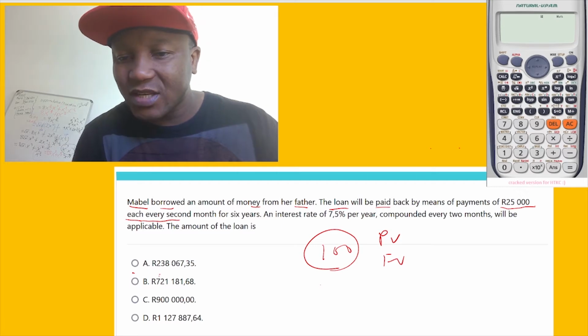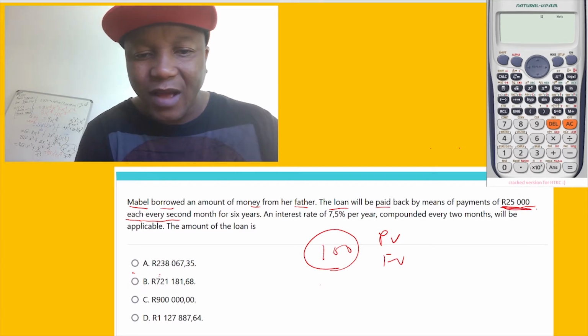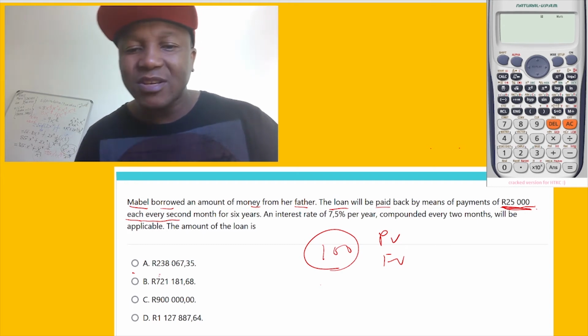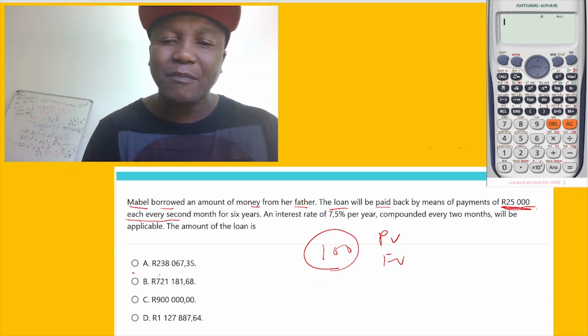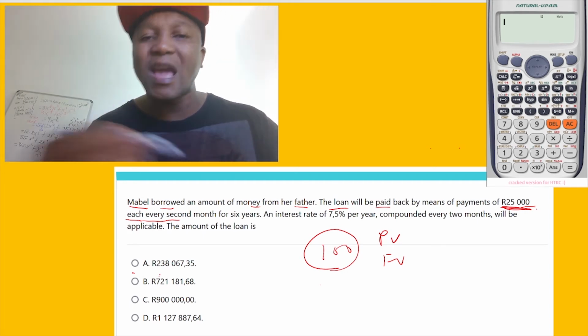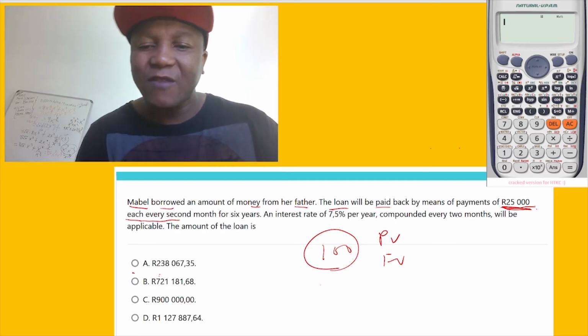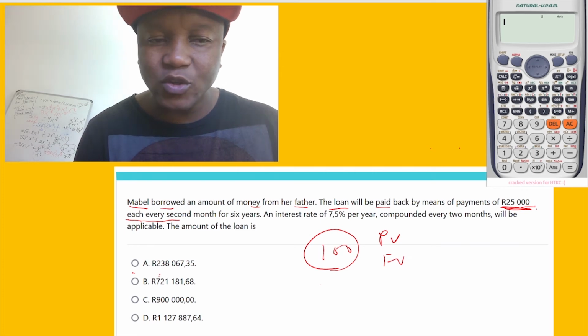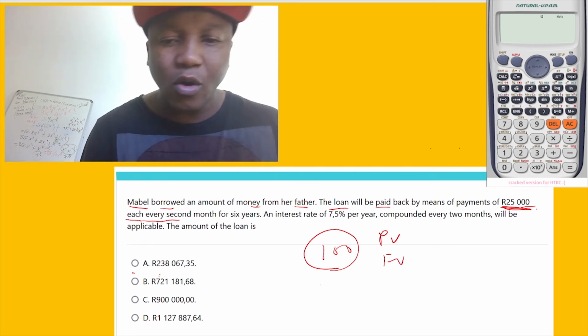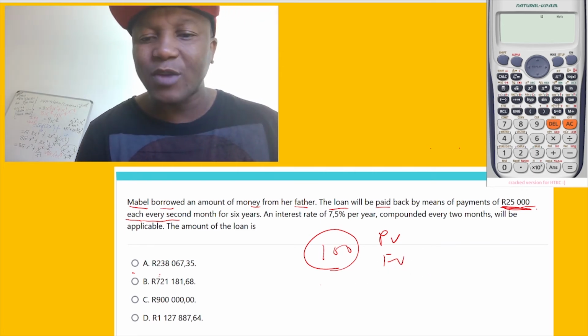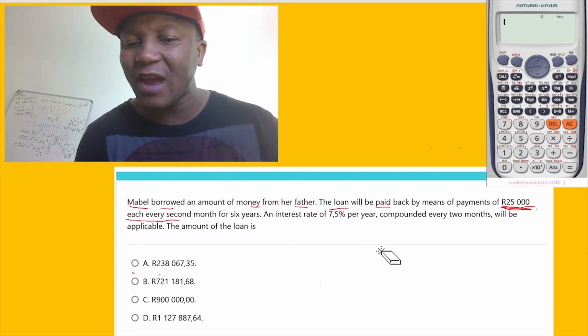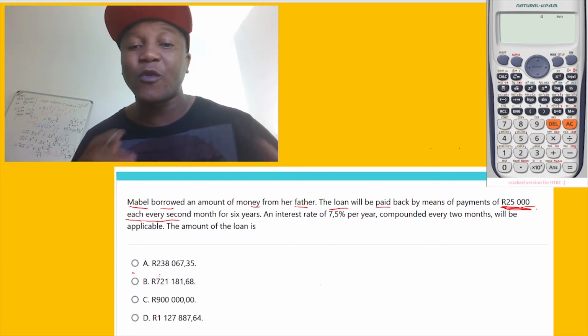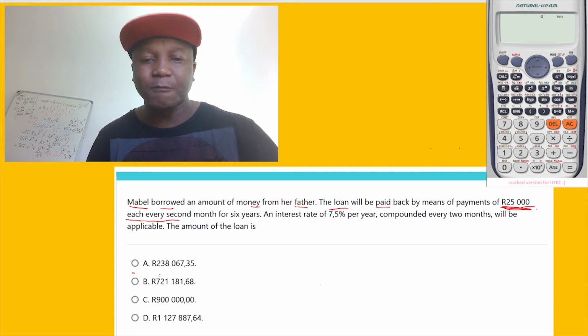So same with this question here. She's going to be paying 25,000 each and every second month. Don't worry about the time, whether second month or 1 week. It can be every week, every month, every year. You see what I'm saying? As long as you do that, you know it's going to be either present value or future value. Now let's go and see. Is it going to be present value or future value? That's another tricky one.